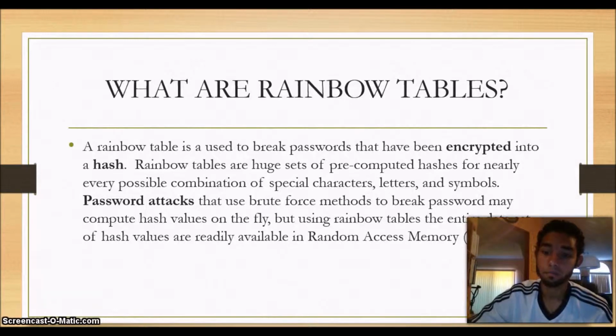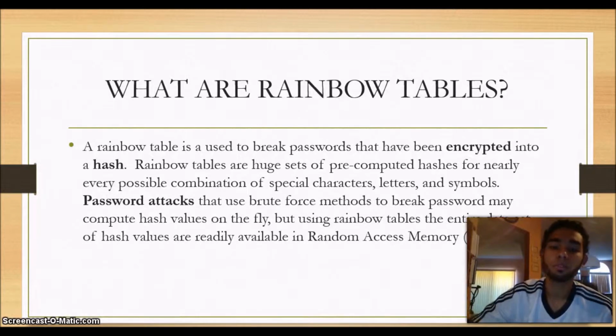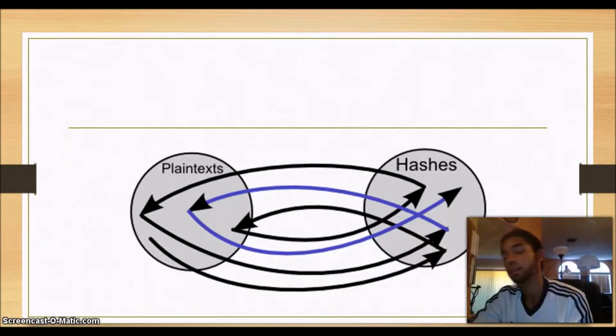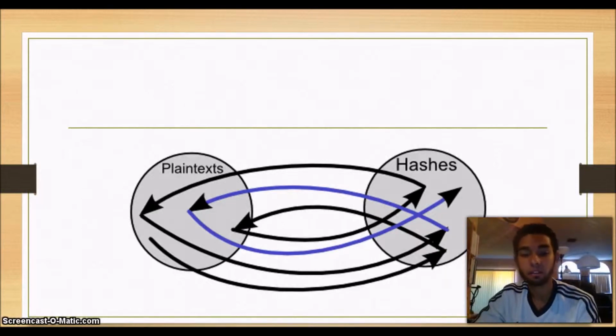So I'm going to show you later. You're going to see that there are several rainbow tables that you can download, but some of them are going to cost money. But in this video, we're going to work with the free ones. Now, let me continue. Password attacks that use brute force methods to break passwords may compute hash values on the fly, but if you use rainbow tables, the entire data of hashes is going to be available in the RAM.